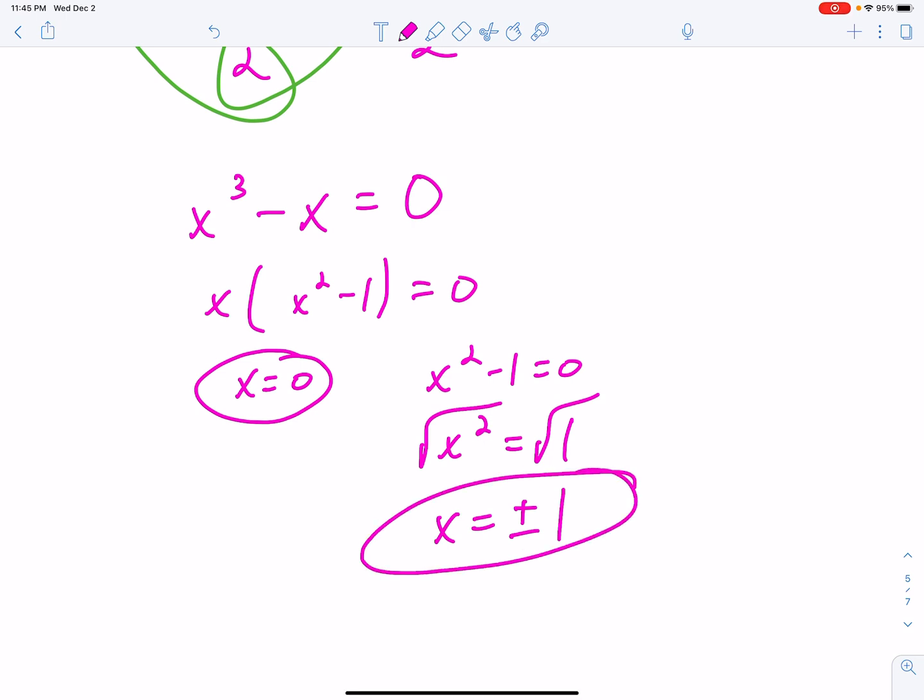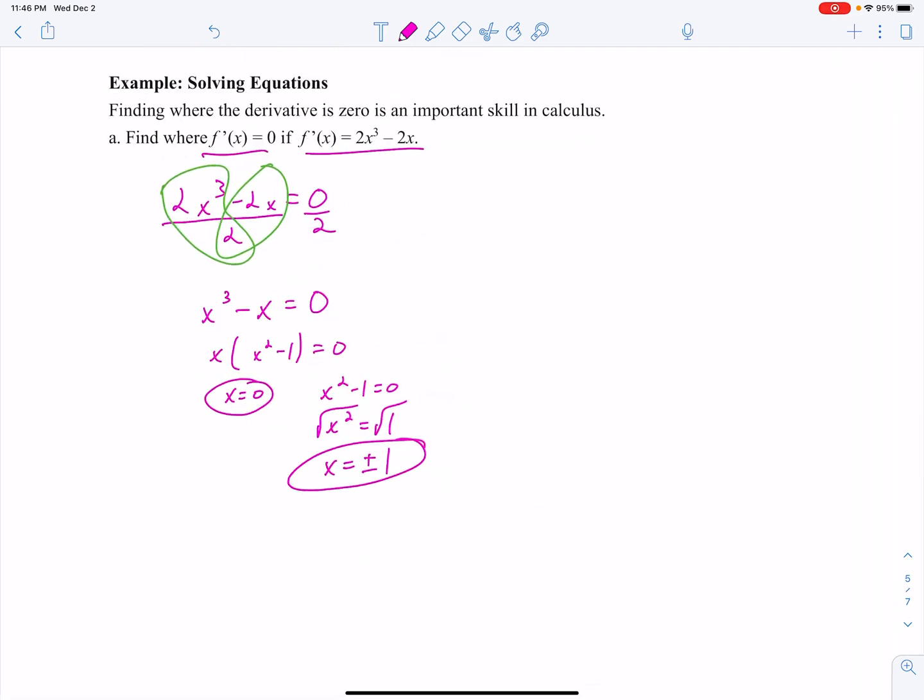Okay, so there we go. We're good on this section here.